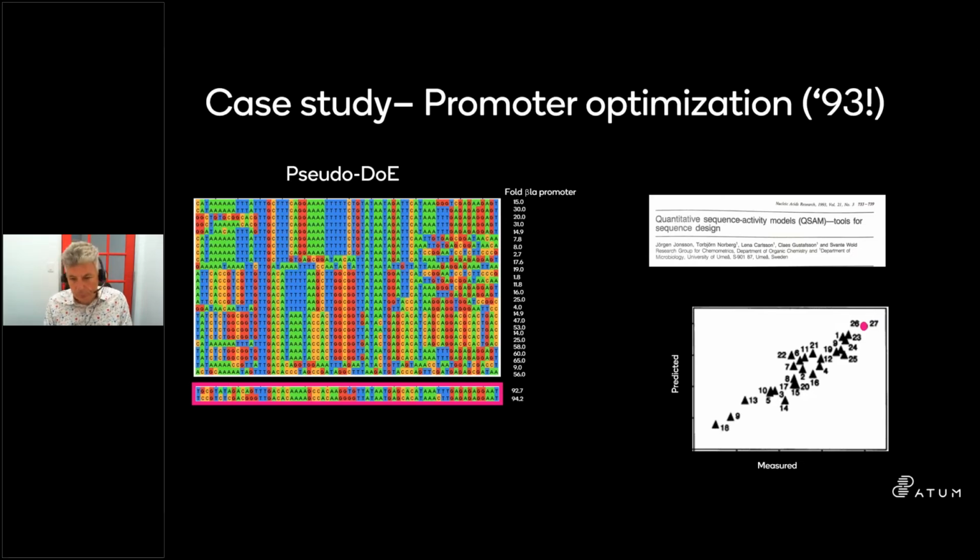And off of that sequence, we then made 2 additional promoters that we synthesized and tested. And lo and behold, both of them were much better than the training set, validating the model. And of course, none of them were even closely similar to what the consensus promoter was.